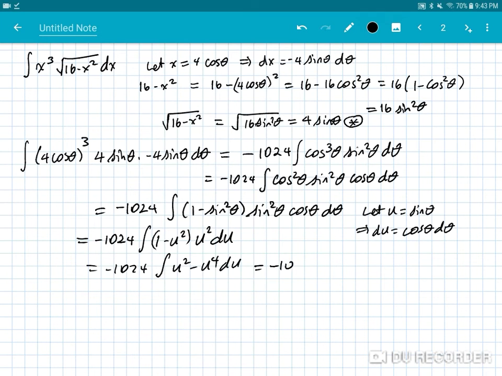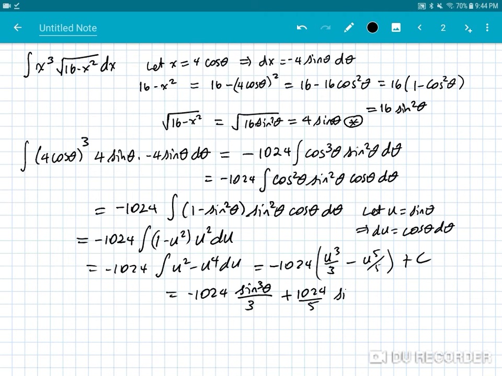Integrate. That gives u to the 3rd over 3 minus u to the 5th over 5 plus c. This gives you 1024 u to the 3rd over 3, where u is sine theta, so sine cubed theta over 3, minus 1024 over 5, u to the 5th, which is sine to the 5th theta, plus c.